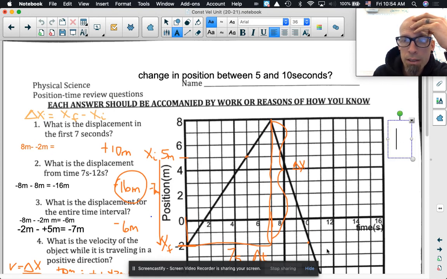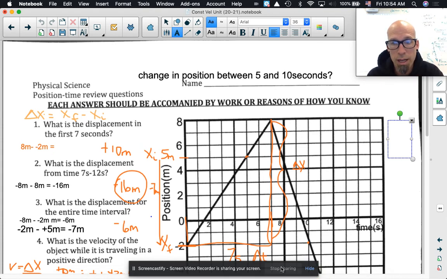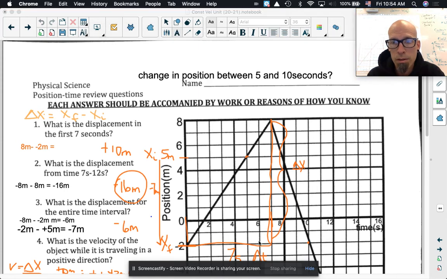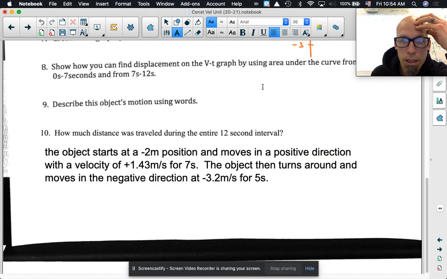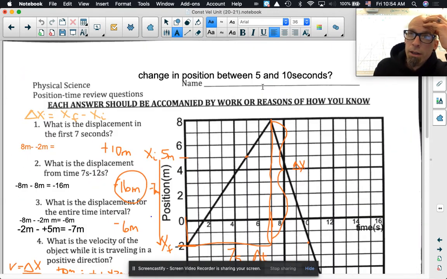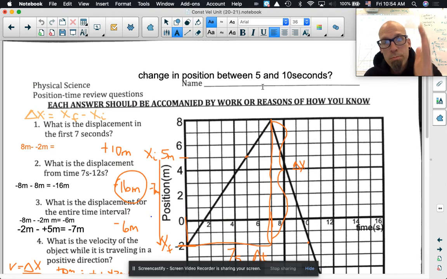Oh my gosh, is this thing still recording? I really hope this is still recording. If this is not still recording, I am going to be so disappointed. I don't know if it stopped recording. Where was I? Oh yeah.